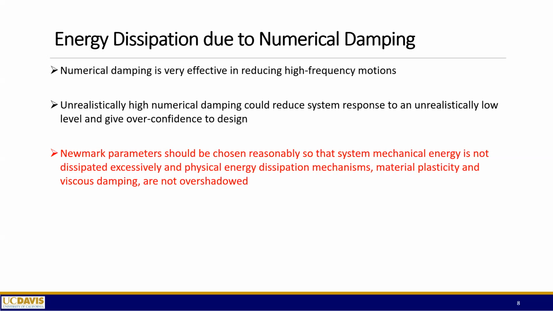Yes, go ahead. Yeah, right. And just a little bit further on that note, now we have talked about basically three types of energy dissipation mechanisms: the plasticity, the viscous damping, and also the numerical damping. And sometimes we have observed in the literature that some researchers or engineers try to use one energy dissipation mechanism to mimic or compensate for the other energy dissipation mechanisms.